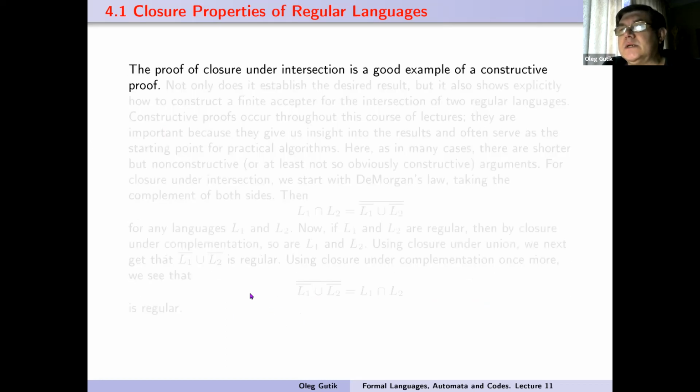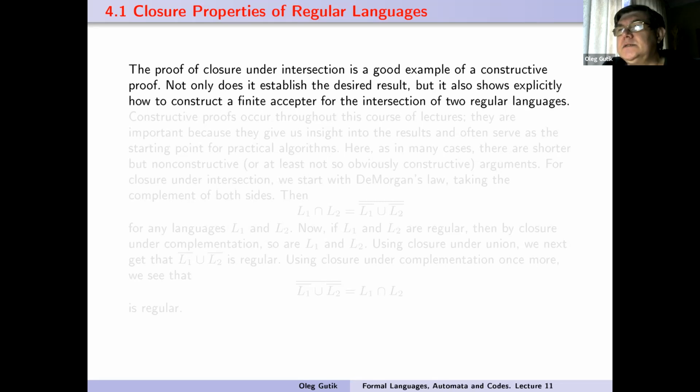The proof of the closure under intersection is a good example of a constructive proof. Not only does it establish the desired result, but it also shows explicitly how to construct a finite acceptor for the intersection of two regular languages.